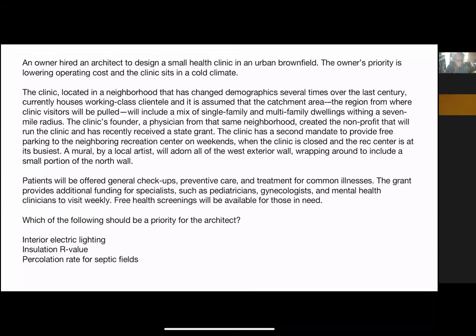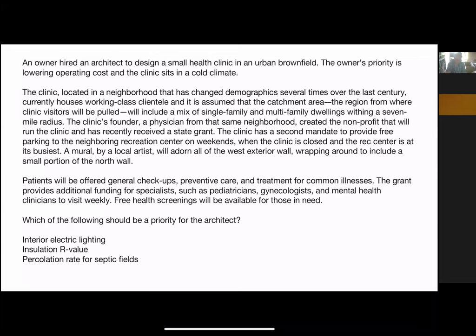So what I want to get across here is, an owner has hired an architect to design a small health clinic in an urban brownfield. The owner's priority is lowering operating costs, and the clinic sits in a cold climate. Then it goes on to explain some possibly relevant, but turns out to be not really relevant, context. The clinic is located in a neighborhood that has changed demographics several times over the last century, currently houses working class clientele, and it is assumed that the catchment area, the region from where the clinic's visitors will be pulled, will include a mix of single family and multifamily dwellings. Again, that's probably not relevant.